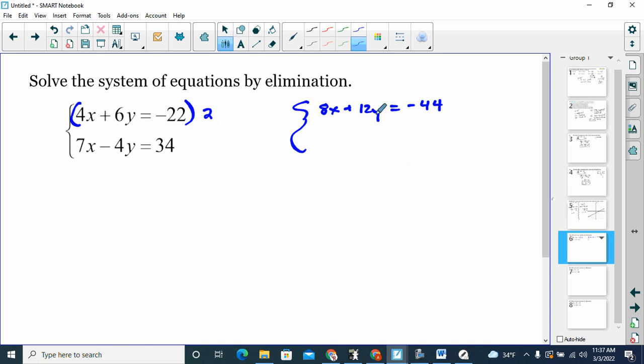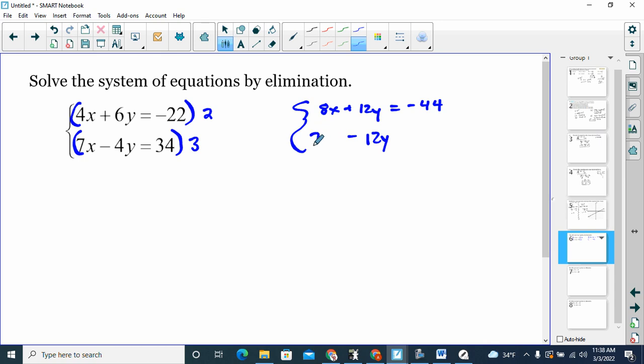If this top one is positive 12y, I want the bottom one to say minus 12y. So I'm looking at this term right here. Right now it's minus 4y. I need to multiply it by something so that this says minus 12y, so that these cancel out. Minus 4 needs to be multiplied times 3, and that's going to give me minus 12. So we need to multiply the entire bottom equation by 3.